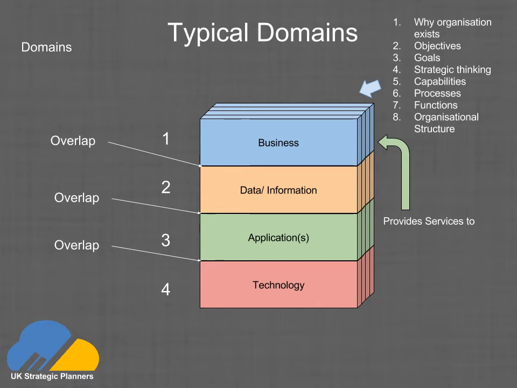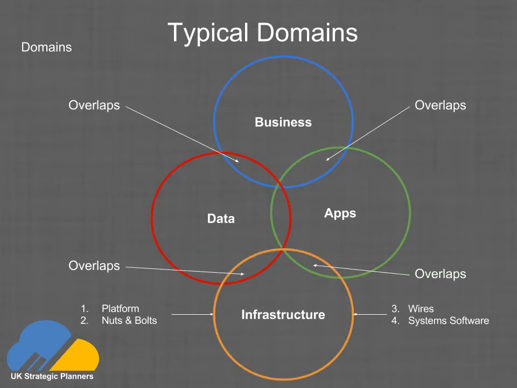This is the platform domain in many ways. It's the nuts and bolts, it's the wires, but it's also the system software, etc., upon which the applications and the data architecture are dependent. So if you look at these 4 domains as a whole, the way we're representing it here is with these overlaps. These overlaps show where the business maps to the data architecture and the business architecture maps to the applications architecture, and how the data and applications architecture are dependent on the infrastructure layer.